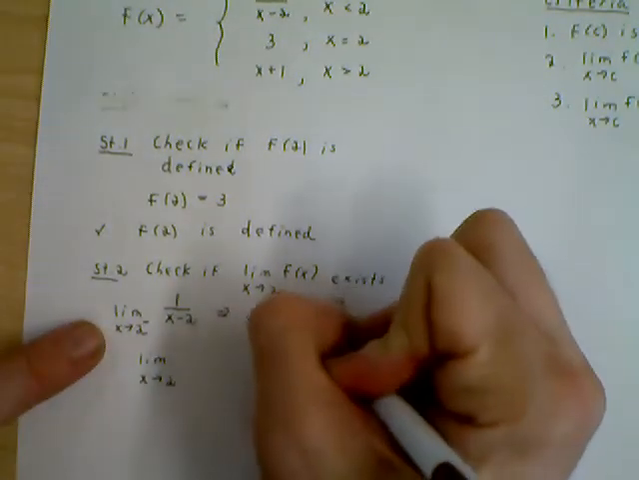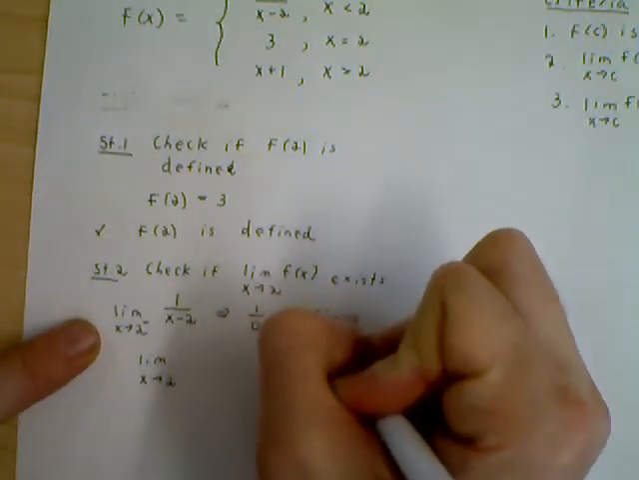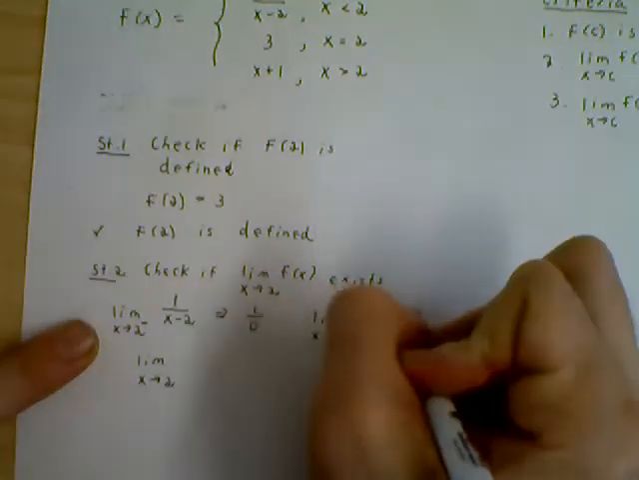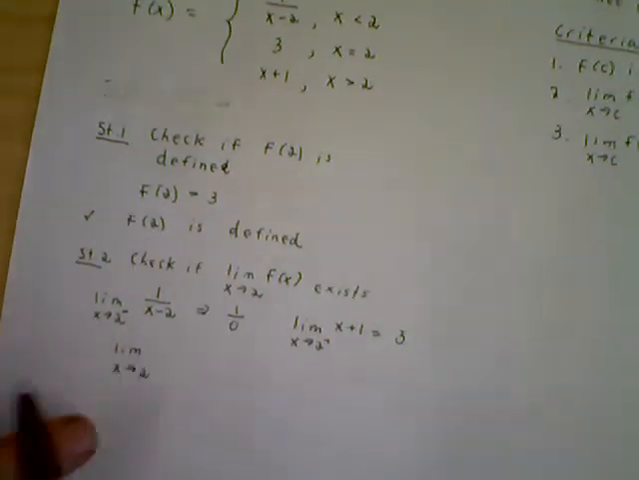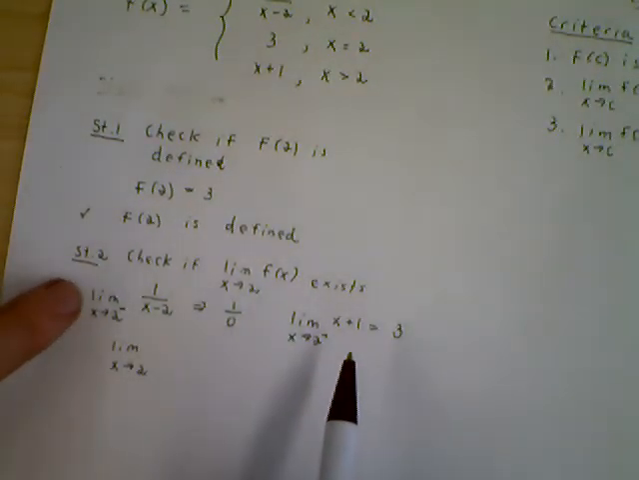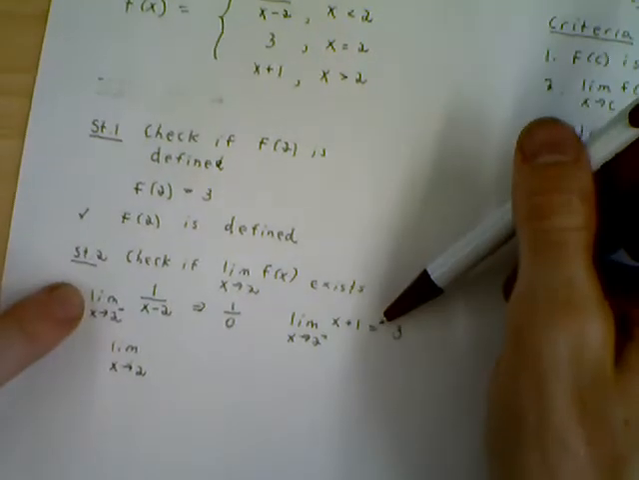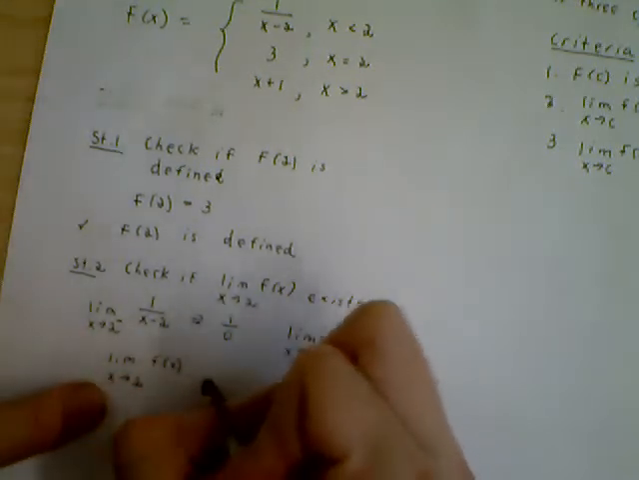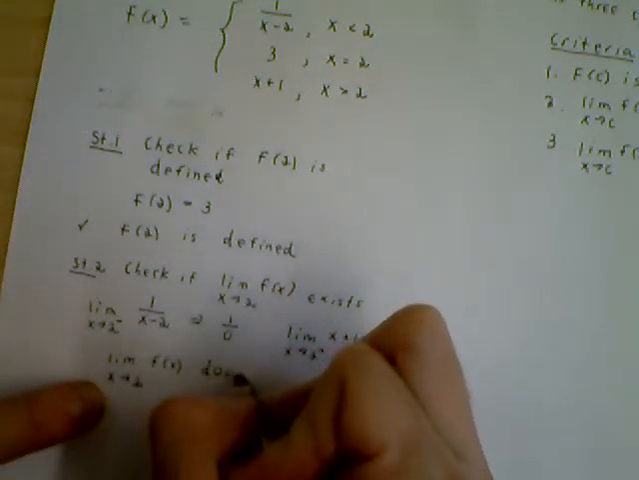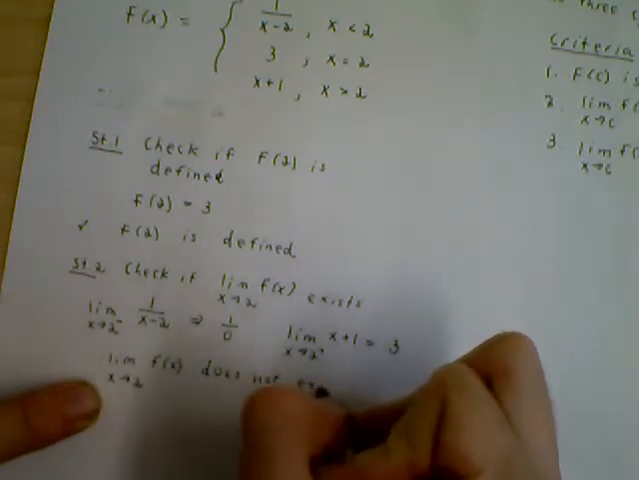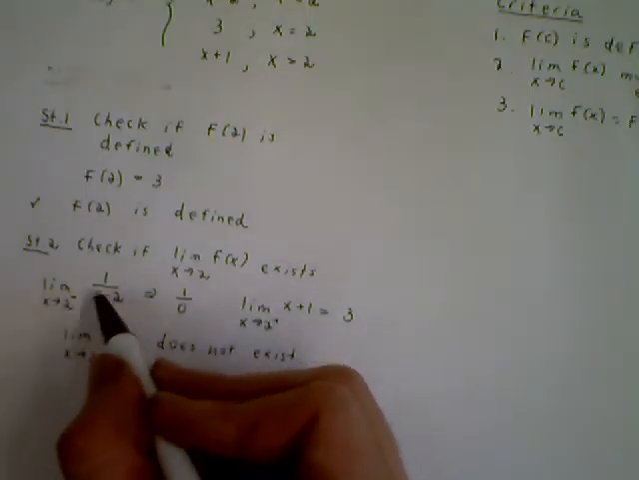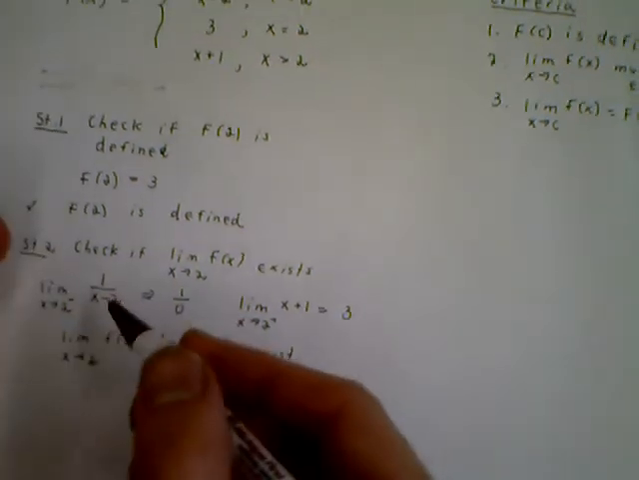So I can already say the limit as x approaches 2 doesn't even exist from the left side. If I check the right side, I'm going to use the other rule, x plus 1. Well, there I get 3. So now, the limit from the left doesn't exist, and the limit on the right does exist. So I have to say that our limit does not exist. We just failed the second criteria. My limit doesn't exist from the left.